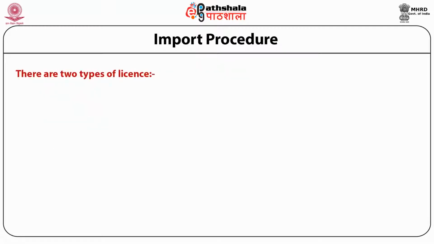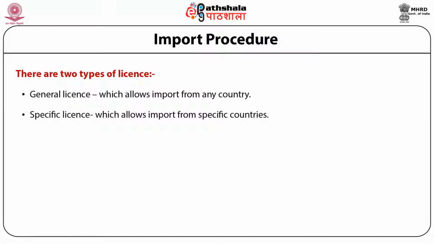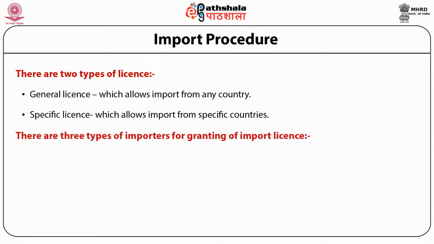There are two types of license. One is general license, which allows the import from any country. Another is the specific license, which allow import from specific countries. There are three types of importers for granting of import license. One is established importers, other is actual users, and the third category is registered exporters. That is, those import under any of the export promotion schemes.